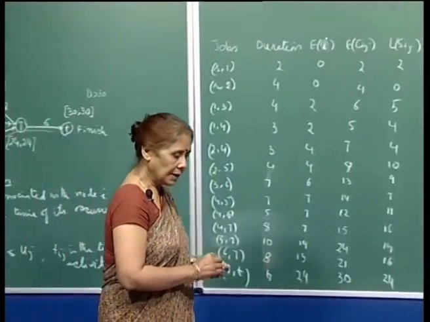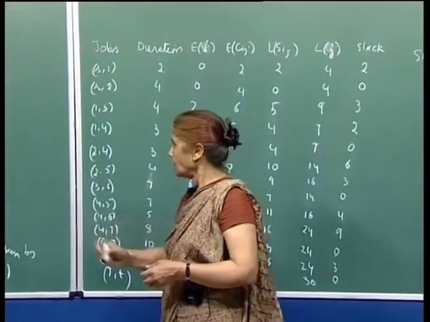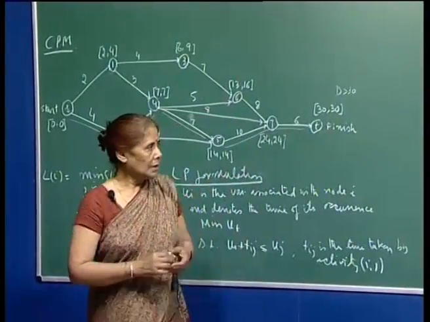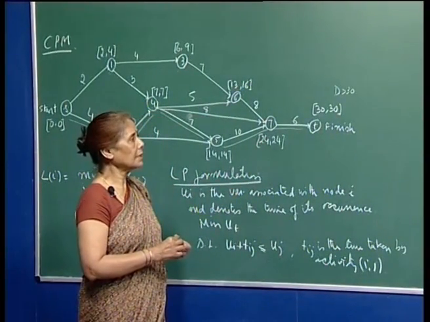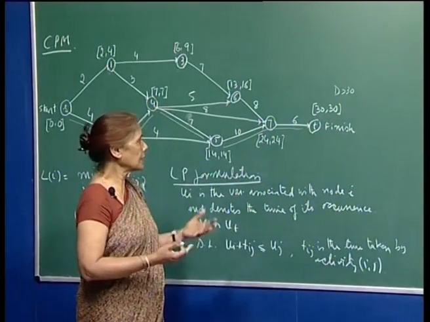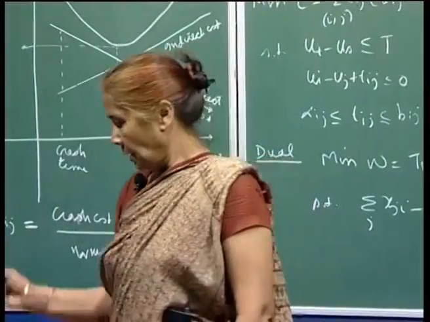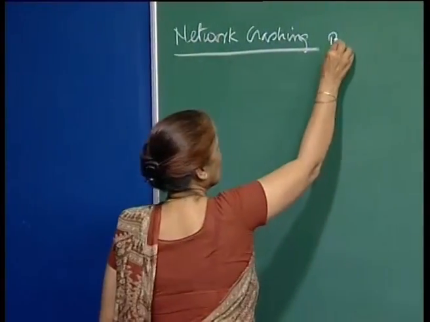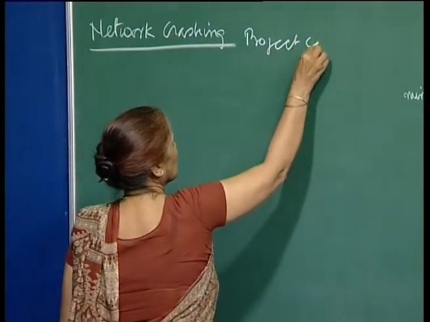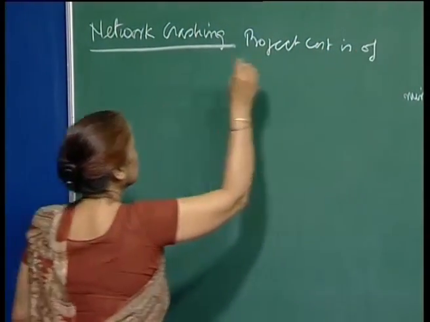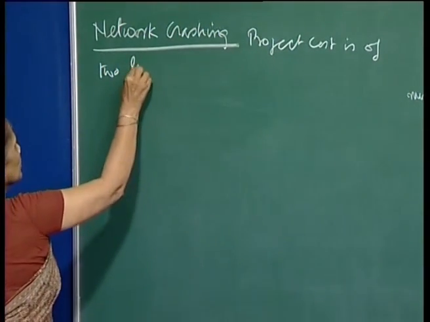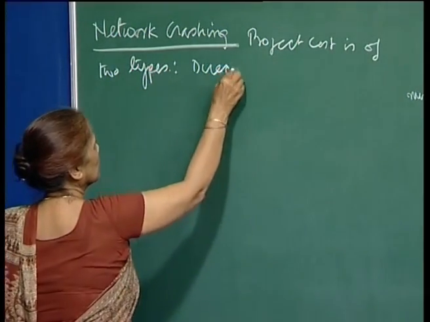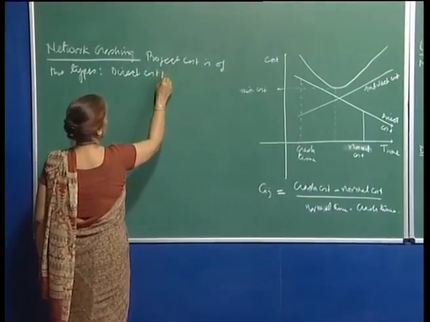This is what we call network crashing. I will try to give you the issues involved, and then we will try to come out with a method for finding the optimum duration of the project. So, let us continue with network crashing. What I am saying here is that project cost is of two types: direct cost and indirect cost.